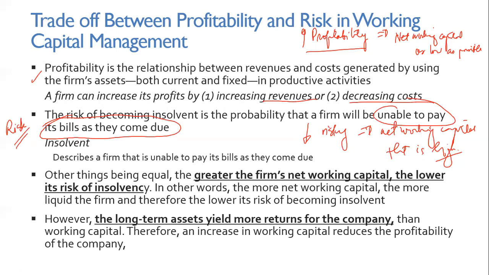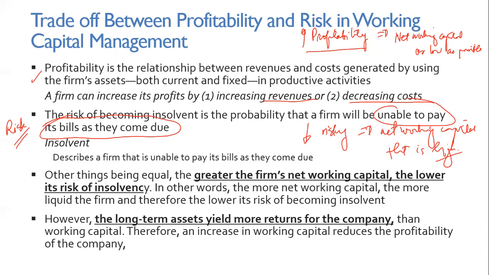So the trade-off in this case is that if you want a company to be more profitable in terms of working capital management, the risk increases as profitability increases, due to working capital policies. However, if you are afraid of risk and you want less risky working capital management, that usually means that profitability will have to suffer. That's the principal trade-off between profitability and risk in working capital management. Other things being equal, the greater the firm's net working capital, the lower is the risk of insolvency. We'll discuss more about that later.